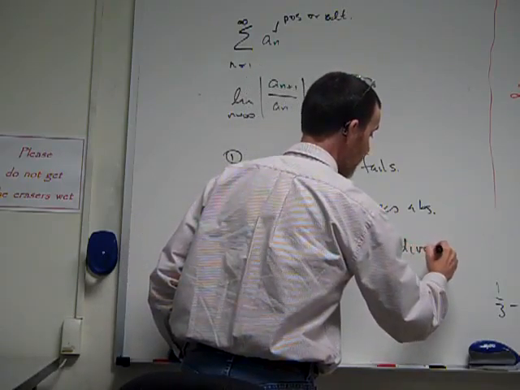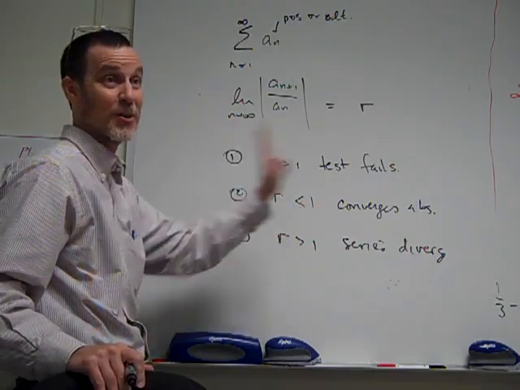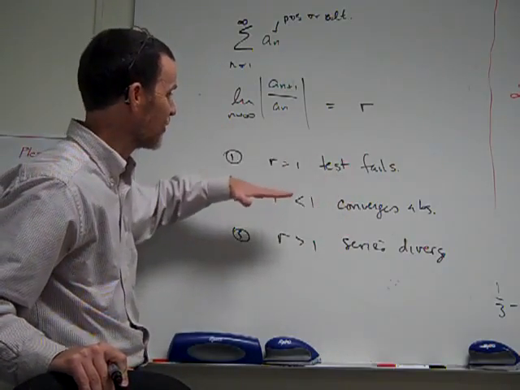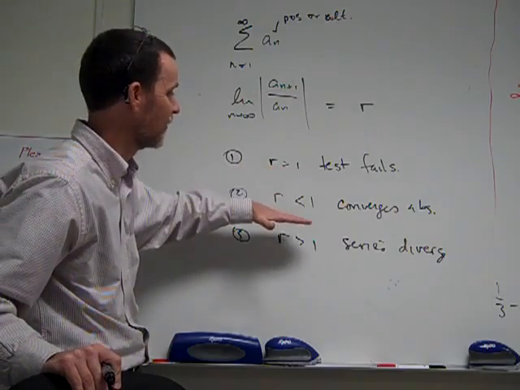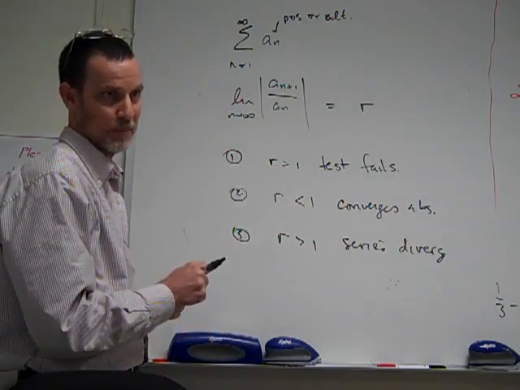And that's what I lied to you about last time. I said, if it's greater than or equal to 1, then the test fails, and I lied. If it's equal to 1, the test fails. If it's less than 1, it converges absolutely. If it's bigger than 1, the series diverges.